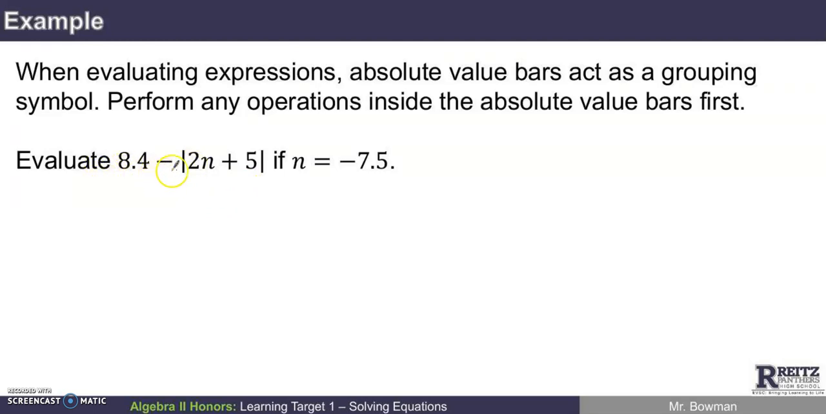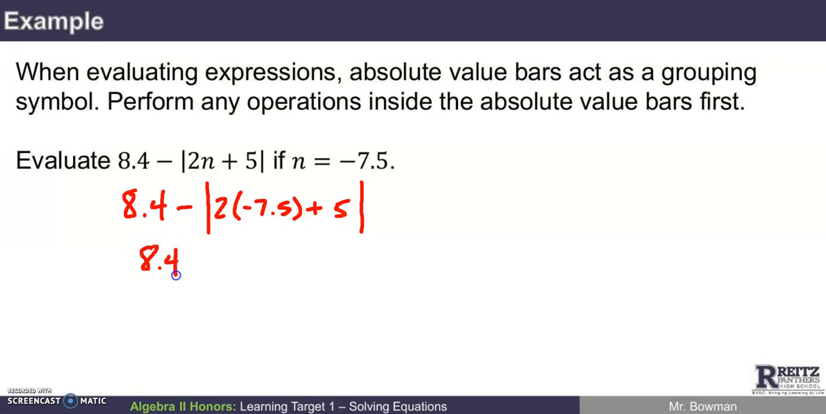It says evaluate 8.4 minus the absolute value of 2n plus 5 if n equals negative 7.5. So all I need to do to evaluate this is to replace n with negative 7.5. Keep everything else the same. It's worth pointing out from our first objective that this is an expression and not an equation. We just want a value. So I'm going to treat everything inside the absolute value symbols like grouping symbols. I'm going to do all of this stuff first. So my next step is going to be to simplify using order of operations in here.